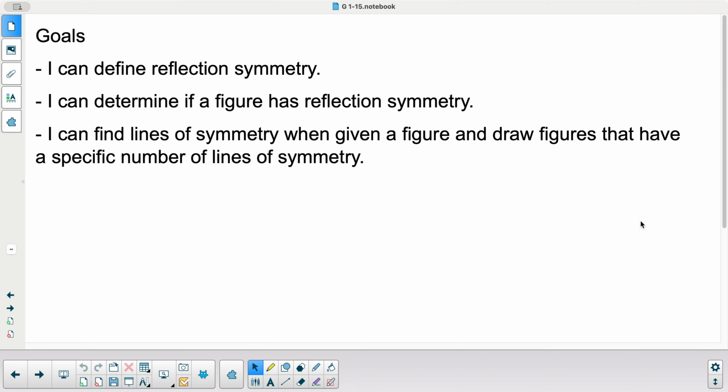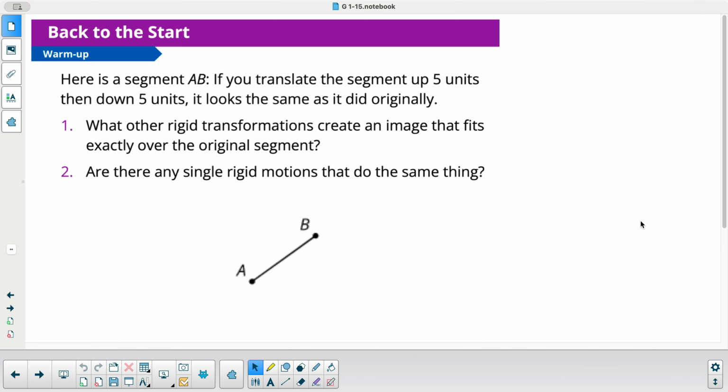All right, so our goals today are: I can define reflection symmetry, I can determine if a figure has reflection symmetry, and I can find lines of symmetry when given a figure and draw figures that have a specific number of lines of symmetry. So here's our warm-up.